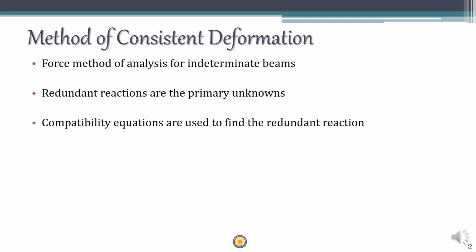redundant reactions are the primary unknowns and the compatibility equations are used for finding the redundant reaction first, and once the redundant reactions are obtained, we find the other reactions and the displacements. Okay, so for better understanding of the method, we will directly discuss a problem and illustrate it.